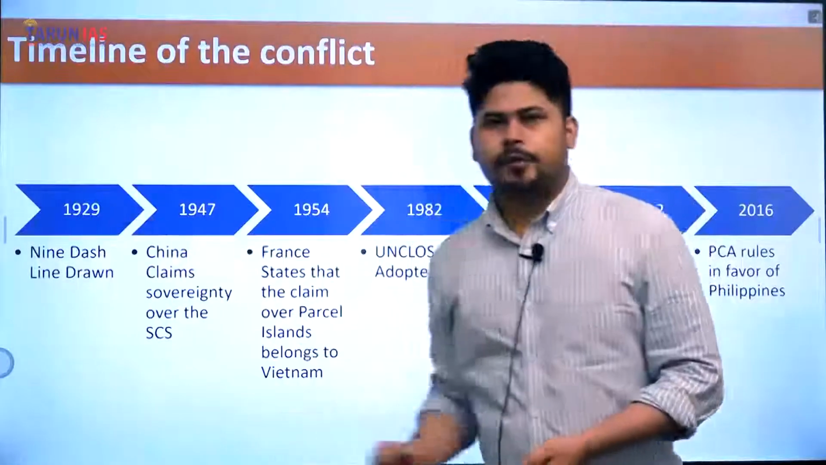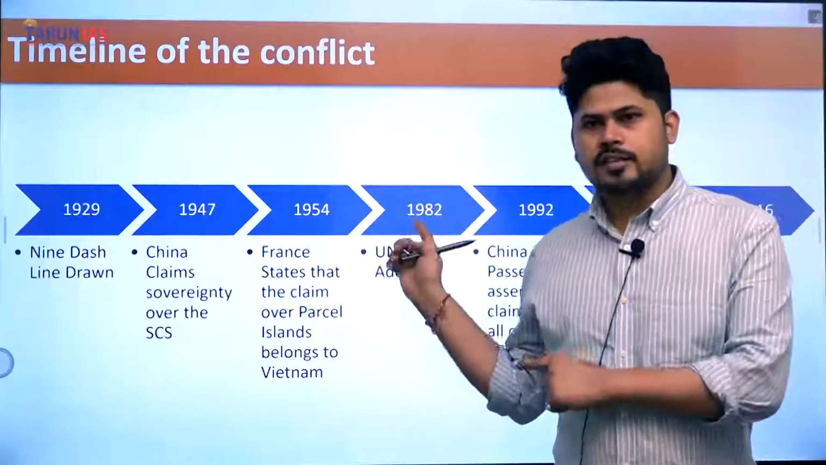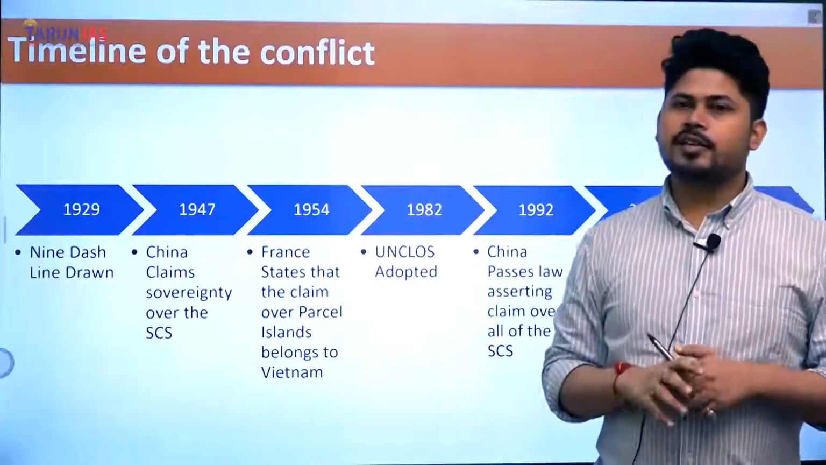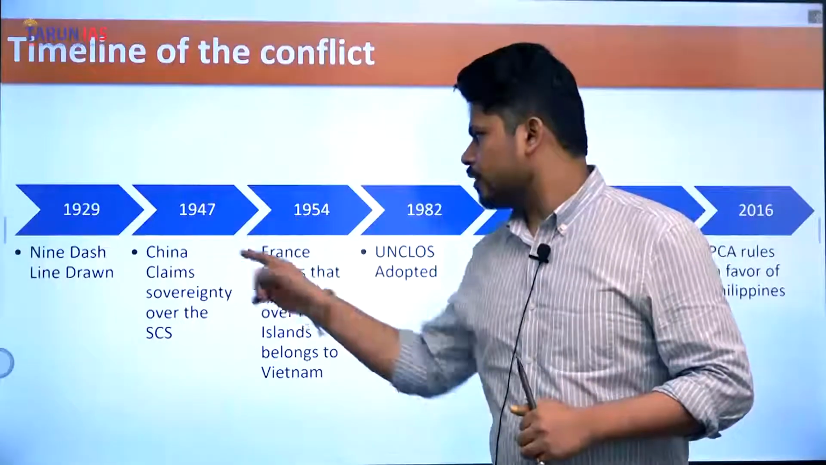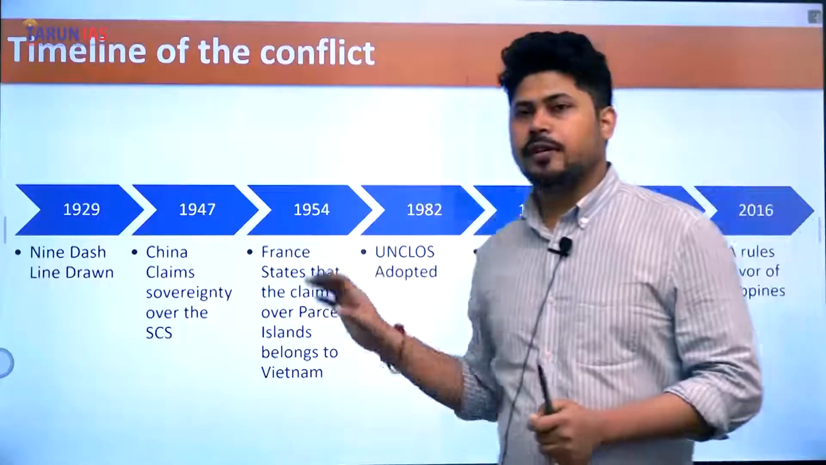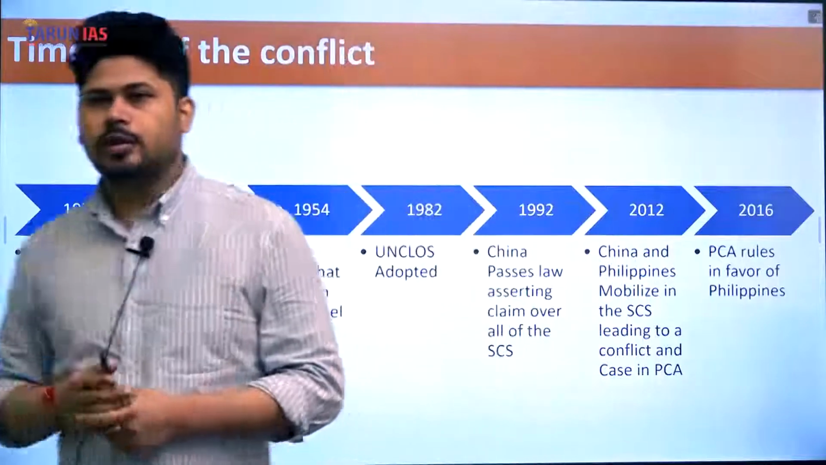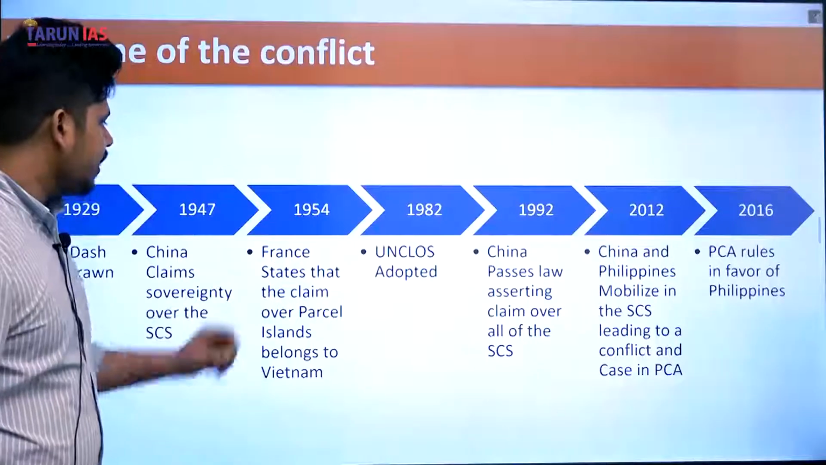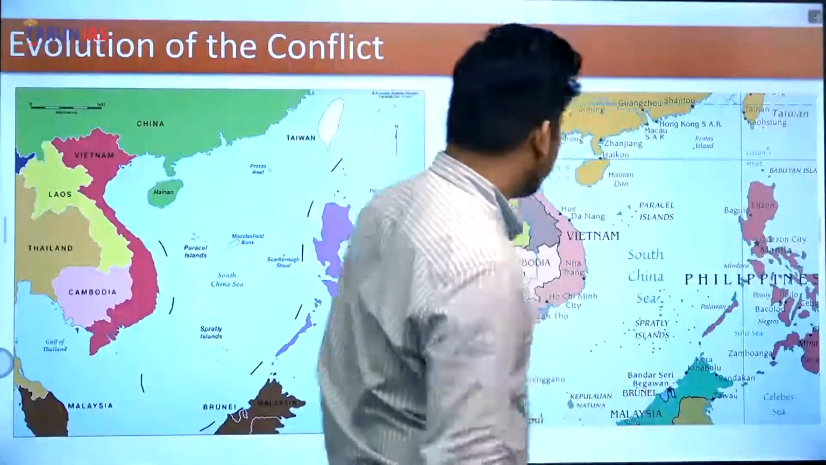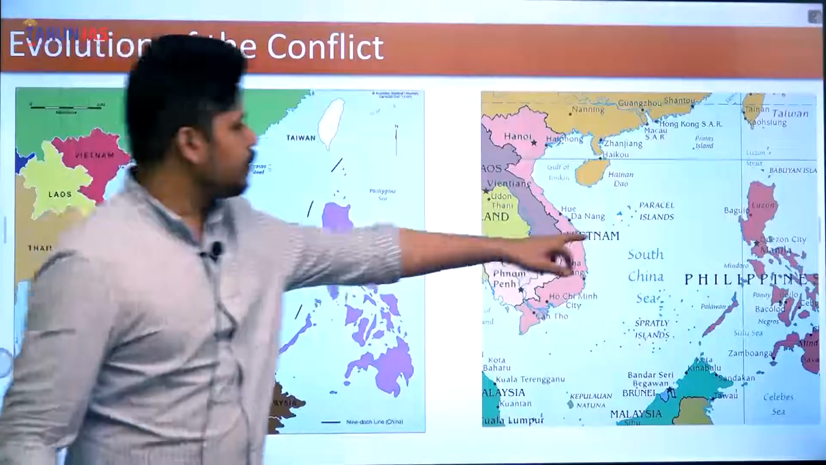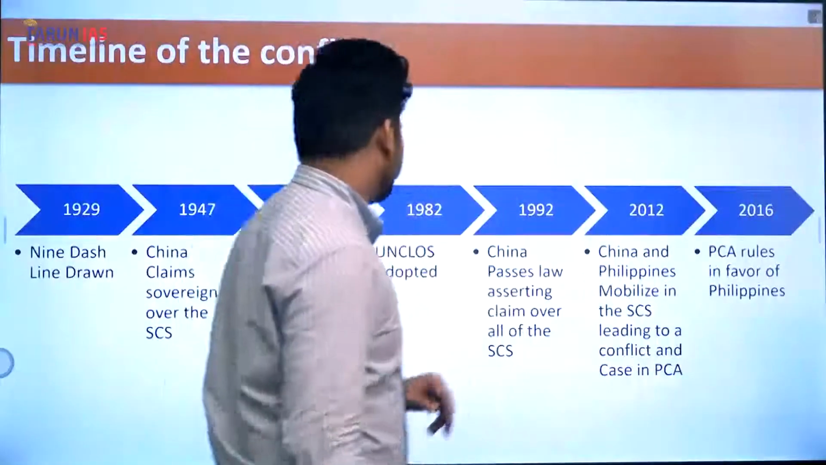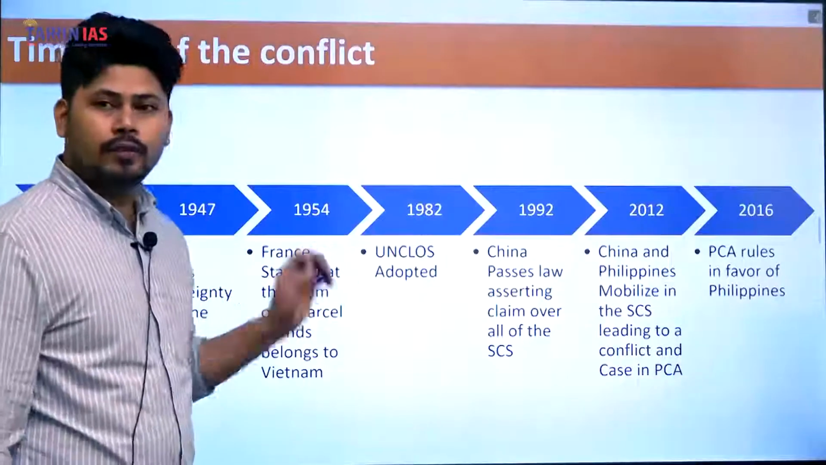Again, in 1929 the 9-dash line was drawn. The 9-dash line, as we saw, has 9 dashes, claiming the whole area within the 9-dash as Chinese territory. In 1947 China claimed sovereignty over the whole of the South China Sea. But in 1954 France stated that the claim over Parcel Islands, here you can see Parcel Island, France said that Parcel Island does not belong to China, but belongs to Vietnam.